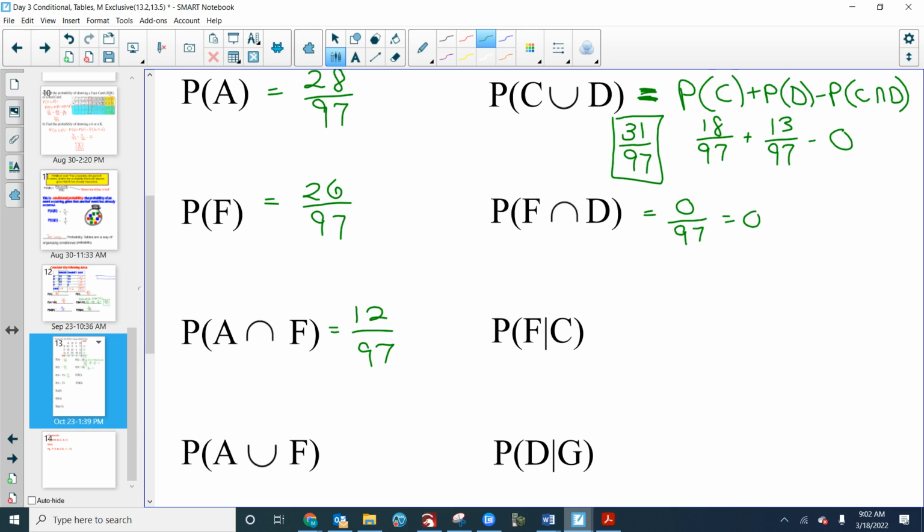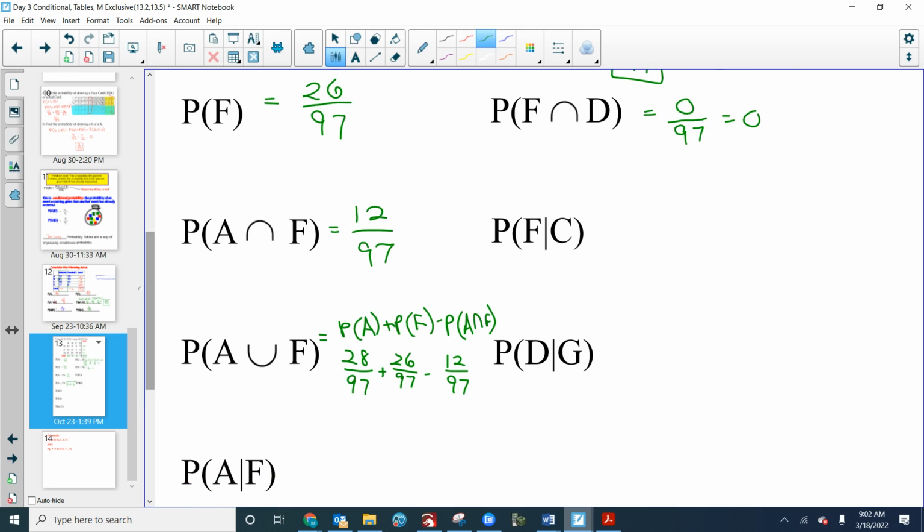All right, let's do A or F. P of A plus P of F minus P of A and F. All right, P of A, we already had these figured out, right? 28 out of 97. And the P of F already was 26 out of 97. And we're subtracting off where it was both, which we've already done, which was 12 out of 97. So what's that, like 42 out of 97? Yeah. Thank you.